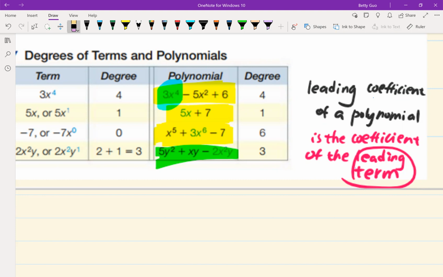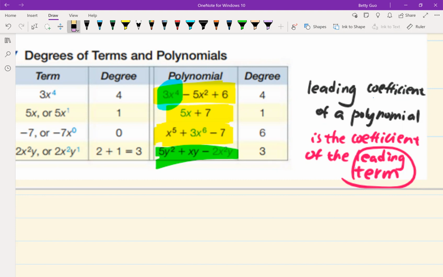Sometimes the leading term is not the first term. You have to identify it using the definition. Okay, this one. Is this a monomial? 5y squared.